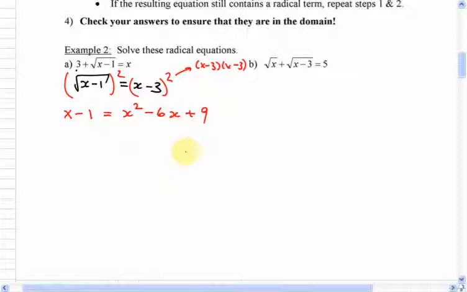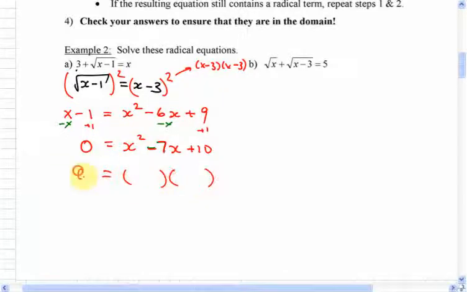Now, this is good because, look, your square roots have now disappeared. You can just move all the terms to one side and solve. So x squared, I'll move the positive x to the other side. That becomes negative x, so minus 7x. And then I think I'll add 1 to both sides, so plus 10. This equals 0, and this is why we did chapter 4 first. You should be able to solve this now. Can someone help me factor this, please? 5 and negative 2, thank you. So x equals 5, x equals 2.